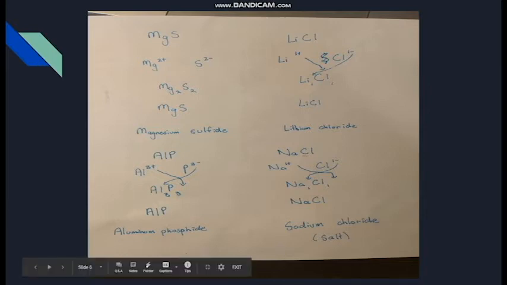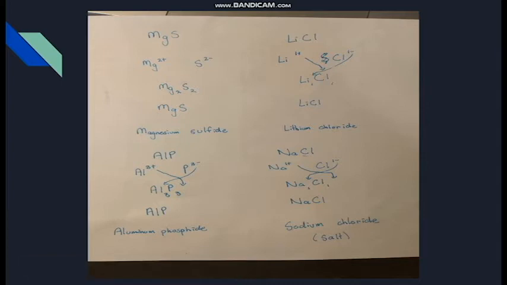We'll take a look at lithium chloride next. Lithium has a charge of 1 plus, chlorine has a charge of 1 minus. When you crisscross them, you get one for lithium and one for chloride, so you could just indicate it as lithium chloride like this. You don't have to put the numbers if they're 1. And like I said before, you drop the ending and add -ide. Lithium is going to be capitalized.